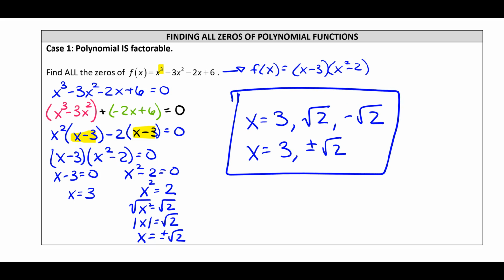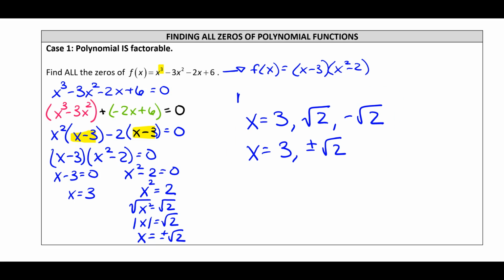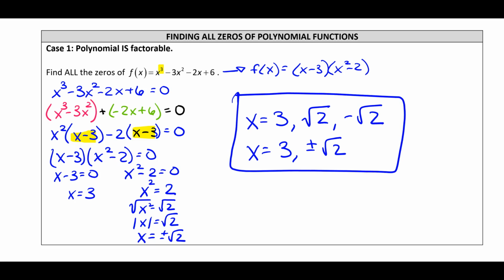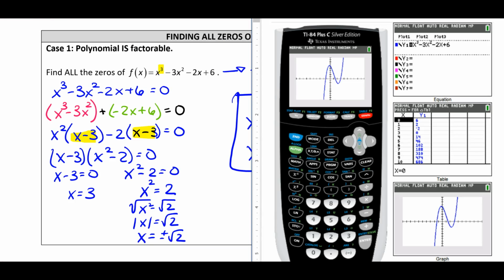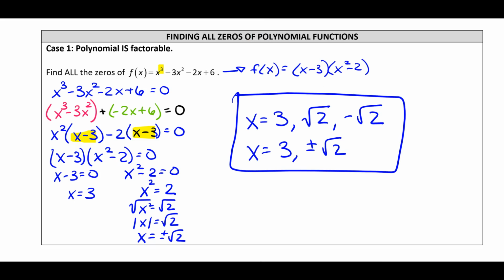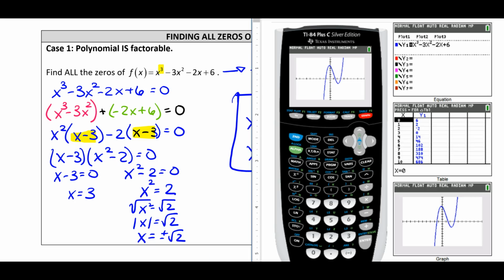Now I do want to show you that you can check this with the calculator, because we know that the graph is going to have x-intercepts, and those x-intercepts should correspond to our solutions, at least the real solutions. And since we have 3 real solutions, we should see 3 crosses on the x-axis. So if you look here, I've graphed this. Notice that this particular function has an intersection point here, here, and here. It has 3 real zeros.